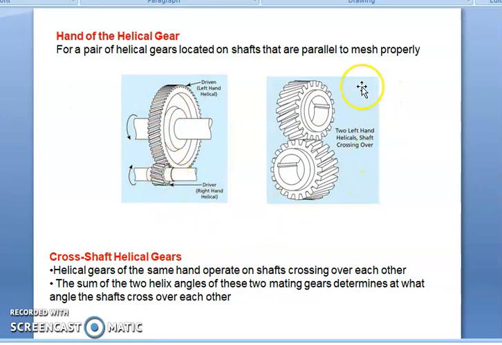Whereas in crossed shaft helical gears, the teeth are cut at the same hand. That is, two left hand helical gears are cut over the crossed helical gear shafts. So these two mating gears determine at what angle the shafts cross over each other.